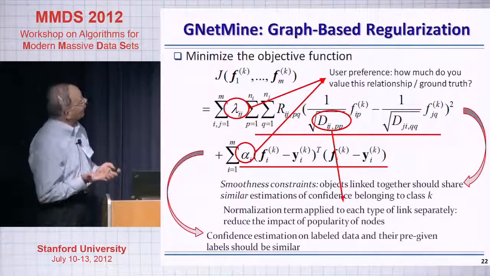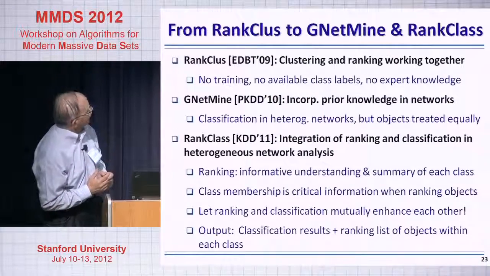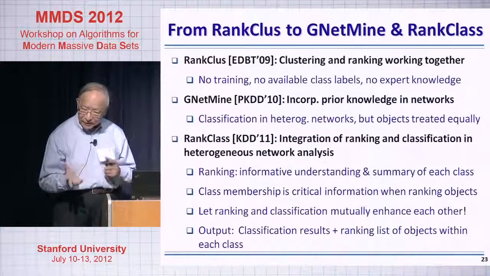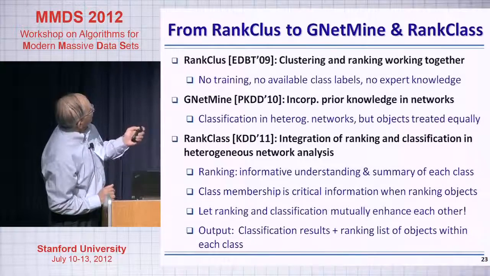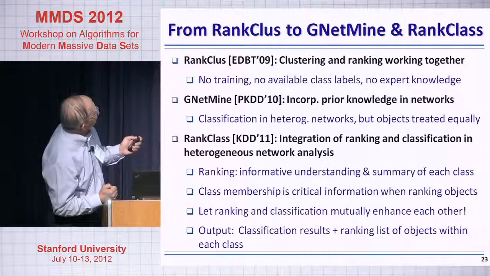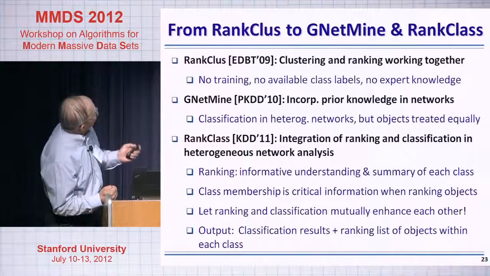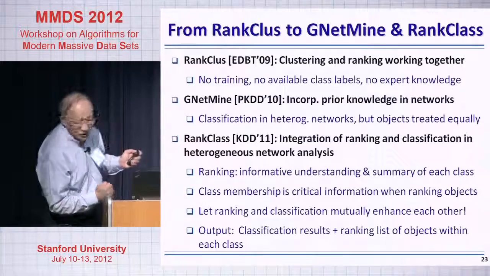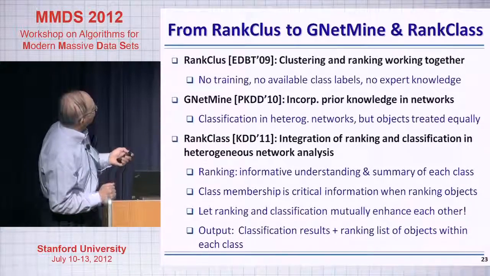We use a graph regularization. I'm not going to give you the details on the formulas, but it's interesting. You can see the final result with examples. Okay, we took RankClus, which has no training, a very minimal one. You know, there's no training, no available class labels. But we add a little training. Then we did this: we worked out one called GNetMine, graph regularization based network mining.